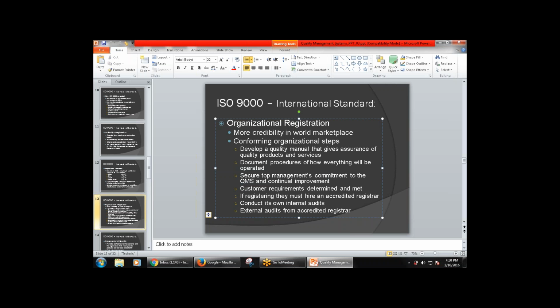Then if registering, they must hire an accredited registrar that conducts its own internal audit. That means if you are getting the ISO standards, there will be an internal verifier, like in the Edexcel course, there is an internal verifier and there is a standard verifier, who is the outsider. Now, the next part, like the standard verifier as I said, is the external audit from the accredited registrar. So an external audit is also carried out by the accredited registrar.